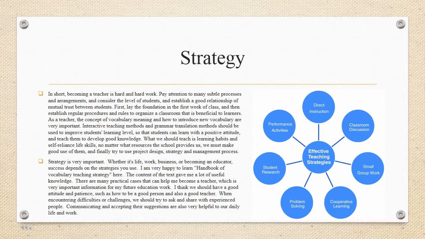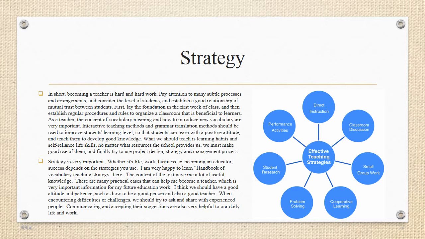Strategy is very important, whether it's life, work, business, or becoming an educator. Success depends on the strategy you use. I'm very happy to learn the handbook of vocabulary teaching strategy here. The content of the text gave me a lot of useful knowledge. There are many practical cases that can help me become a teacher, which is very important information for my future education work.